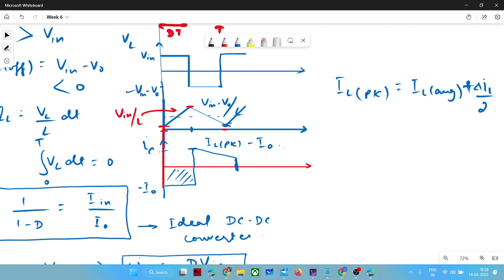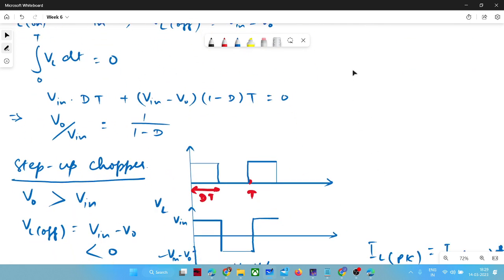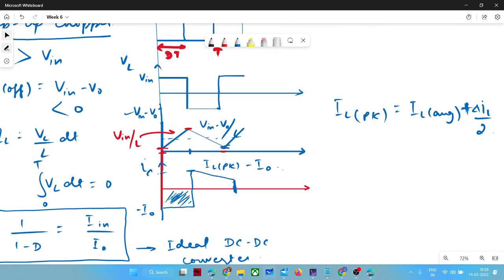Now, the charge which was discharged during the on condition: during the on condition your inductor is getting charged, but your capacitor is getting discharged across your load, as you can observe from the circuit. So your capacitor is disconnected when your switch is connected, and whatever energy has been stored by the capacitor will be dissipated across the load. Hence, it is negative. We can observe from the curve that it is coming negative.